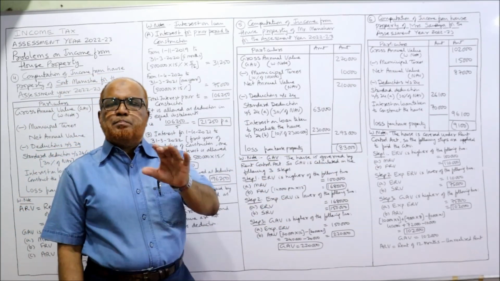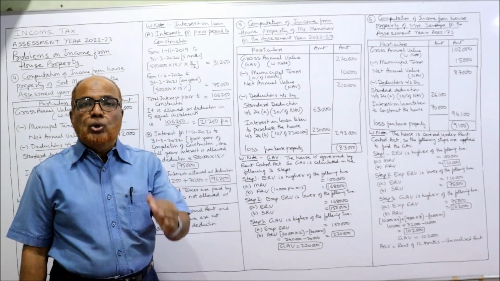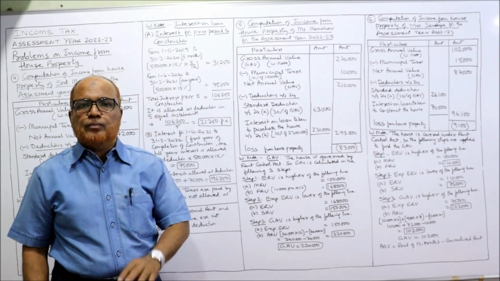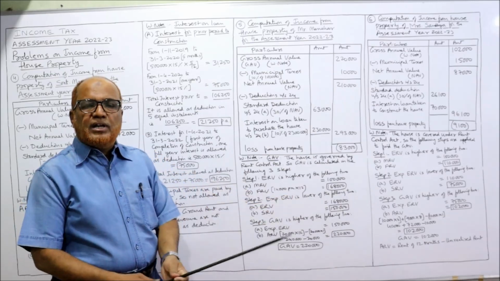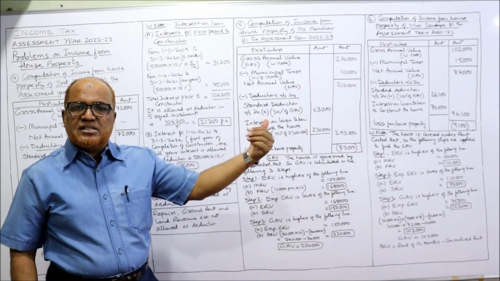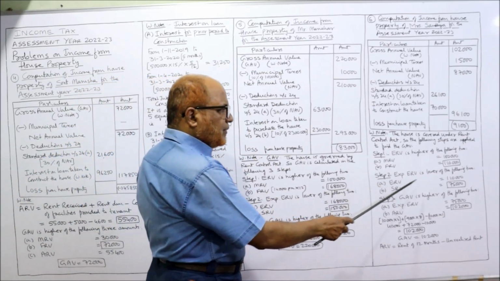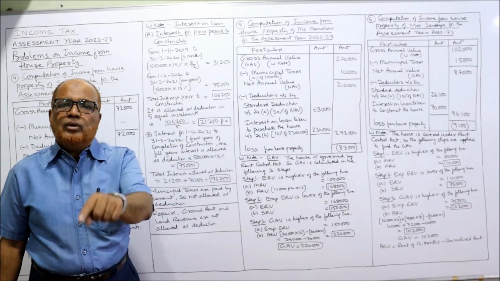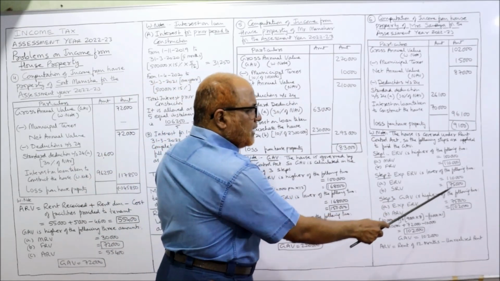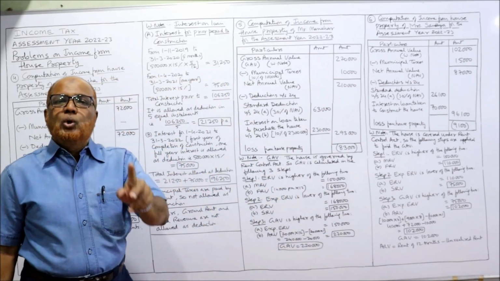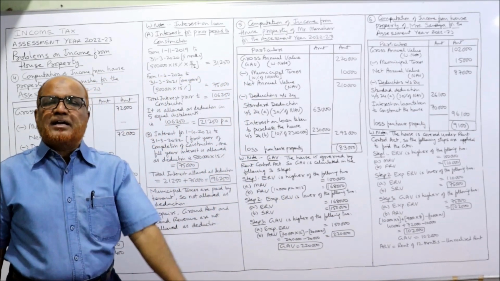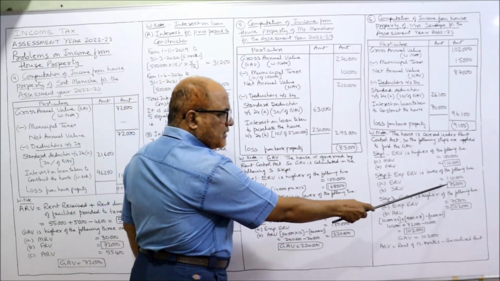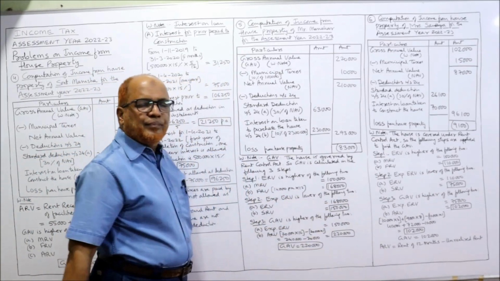Second step, expected ERV is lower of the following 2. So whatever ERV we got in the first step, that we take. ERV is 1,10,000. SRV, standard rental value given in the problem, that is 75,000. Whichever is lower, that is called expected ERV. Lower is 75,000. Now step 3.